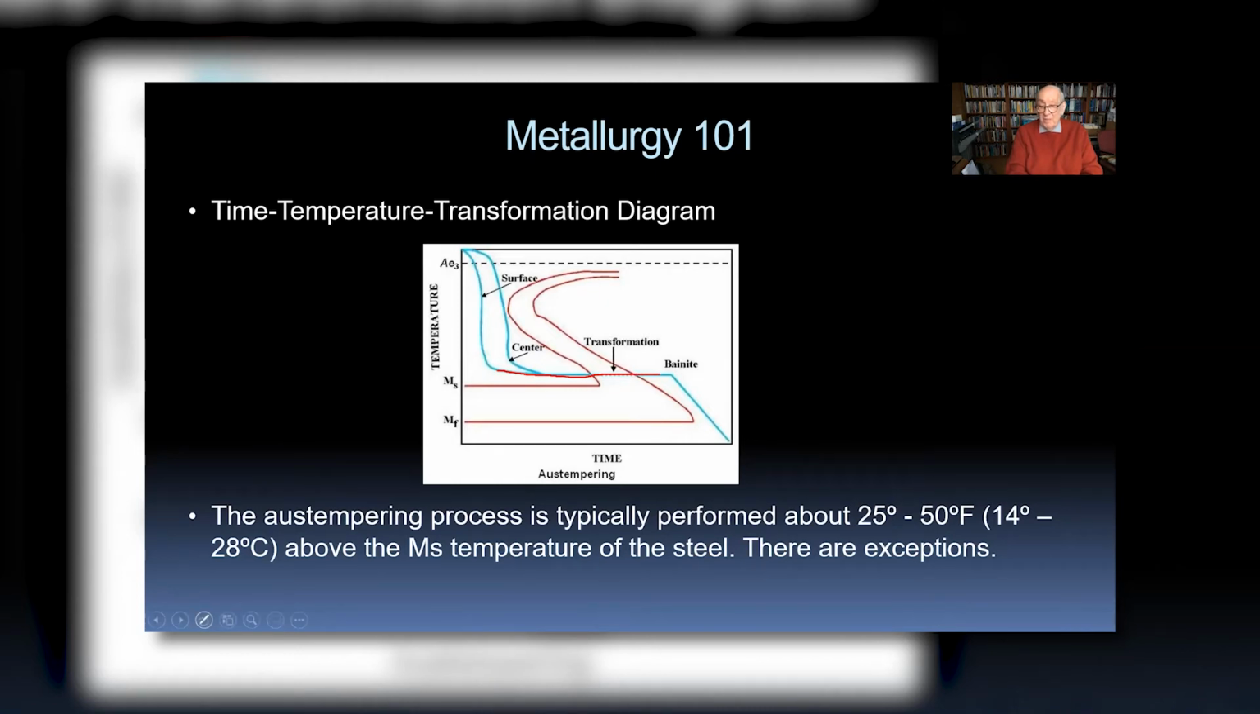And so austempering is typically performed about 25 to 50 degrees Fahrenheit above the martensite start temperature of steel. Now, there are some exceptions, but that's a very typical range. If we're not controlling the process properly, we might get a microstructure that's both bainite and martensite. But if we do our job right, we'll get a fully bainitic structure, which is often what we desire.